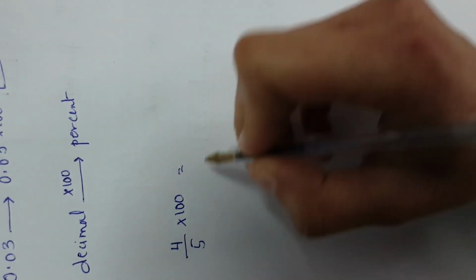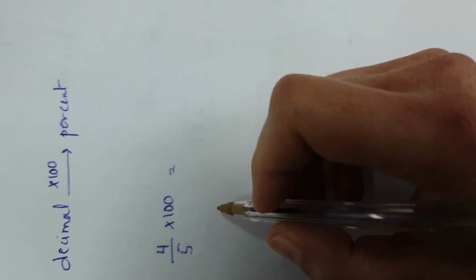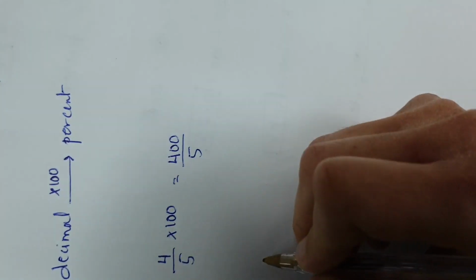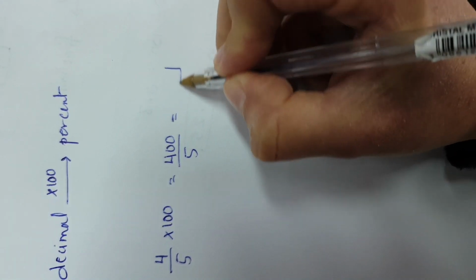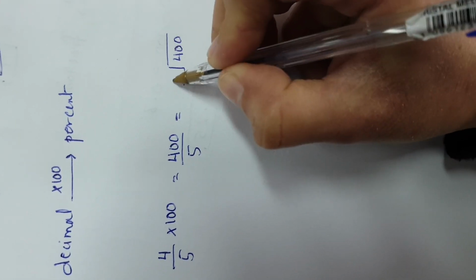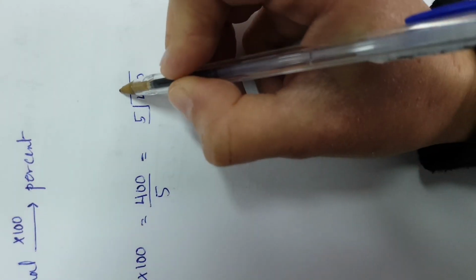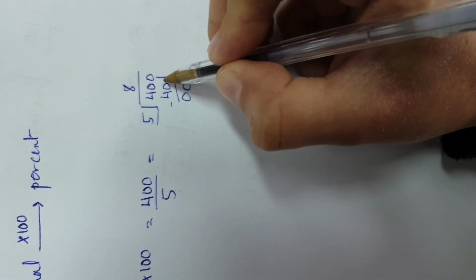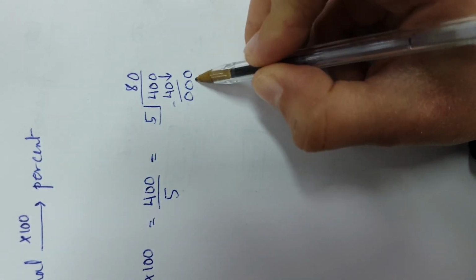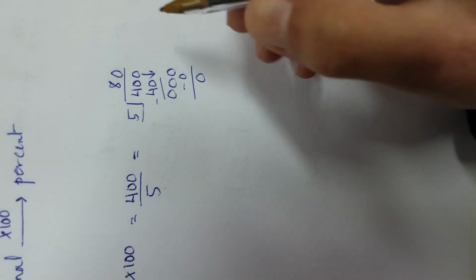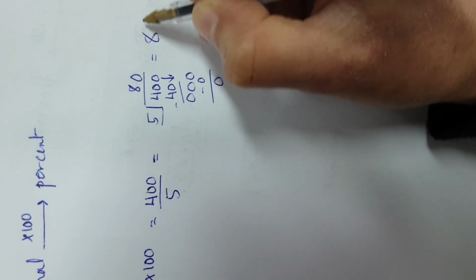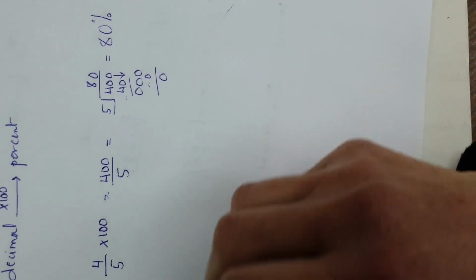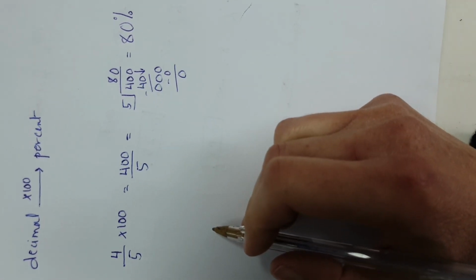We can do it without simplification and cancellation. 4 times 100 is 400 out of 5. And then we can divide 400 by 5. 5 times 8 gives me 40. And then 0 comes down. This is the long division. So my answer is 80%.